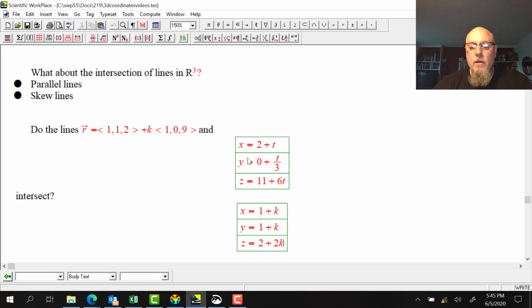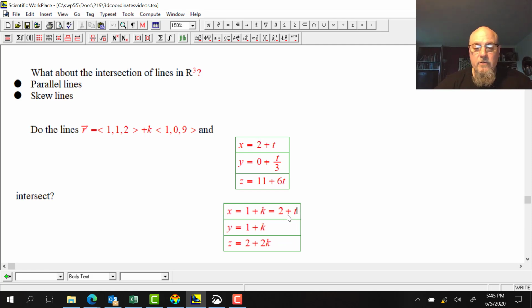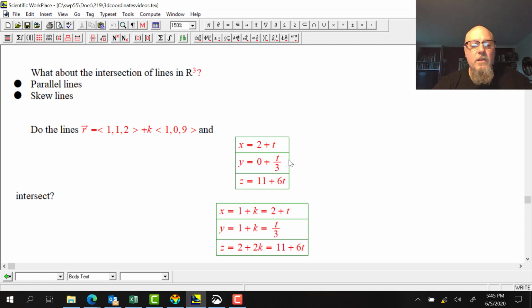So now I've got both lines written in parametric form. If they intersect, then there must be a point, an xyz point, that's equal to the xyz point on the other line. So this should equal 2 plus... equal to t over 3... equal to 11 plus 6t. So now you see why I didn't want to use t and t, because then the t's would cancel out, but they're different. The parameter here could be different than the parameter here.